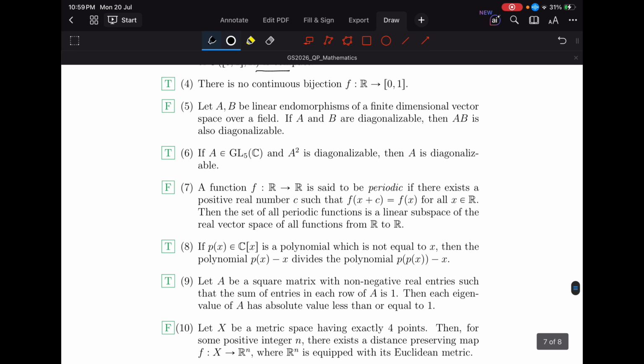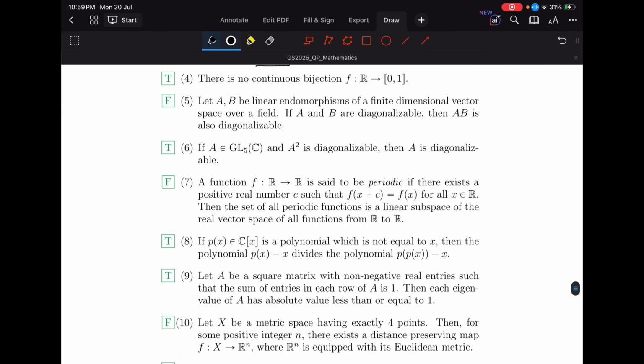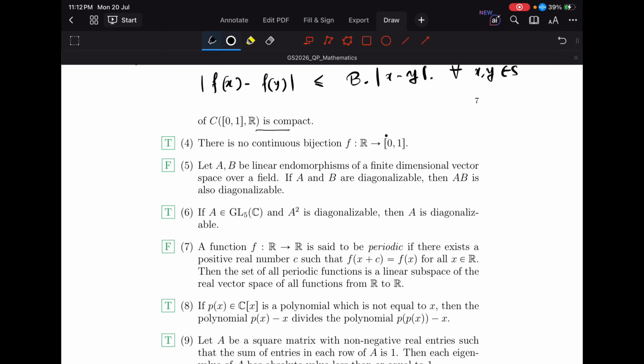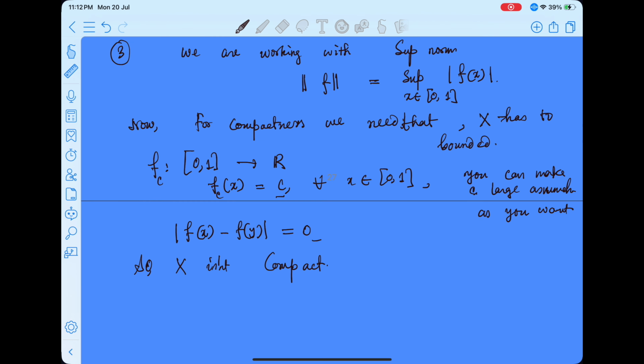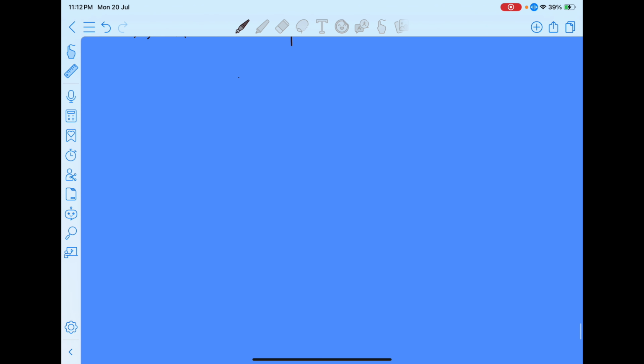Okay, so there is no continuous bijection from R to [0,1]. This is a very easy problem, because if there exists a continuous bijection from R to the closed interval [0,1], it has to be monotone. I think most of us know this theorem, so let us quickly recall why this is the case.